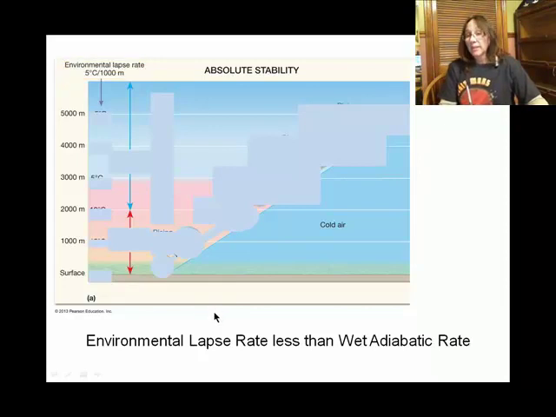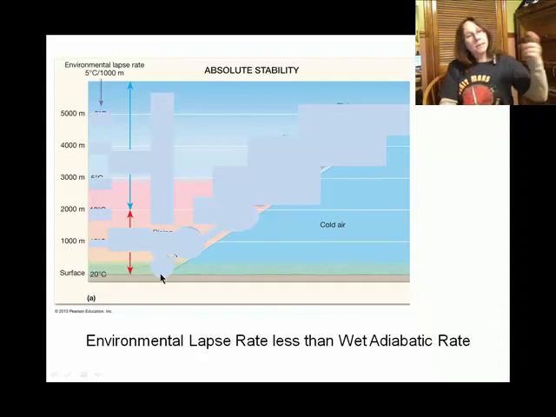Now I'm going to have to let you know that the wet adiabatic rate of 5 degrees Celsius per every 1,000 kilometers that a chunk of air rises if there's condensation going on, that's the rate it cools at. Actually, your author now kind of switches gears just a little bit, and the wet adiabatic rate is now 6 degrees Celsius per 1,000 meters that a chunk of air in which condensation is going on will cool. And I'll show you what I mean by that.